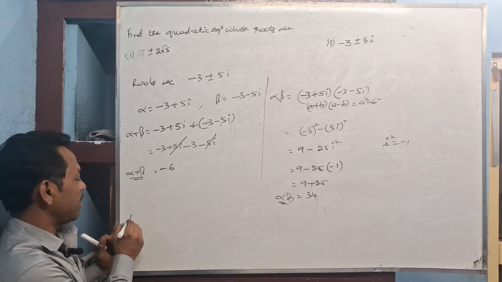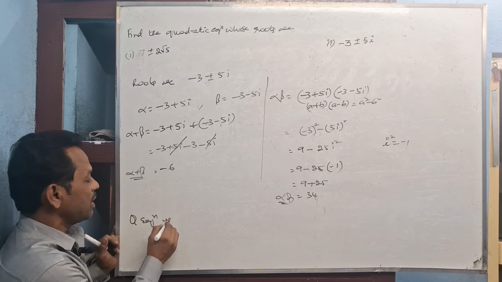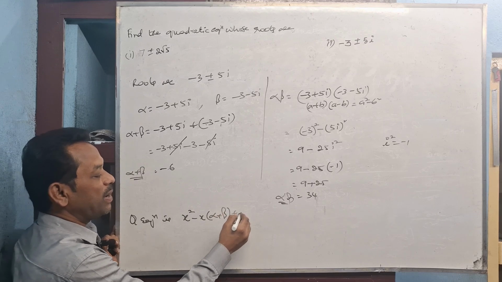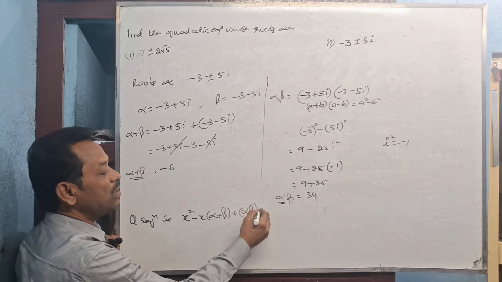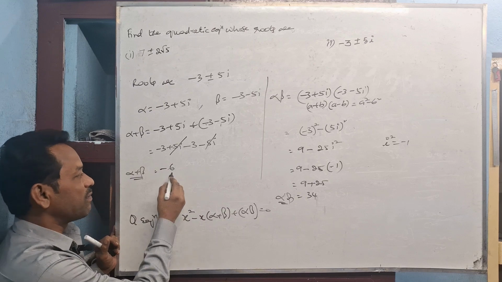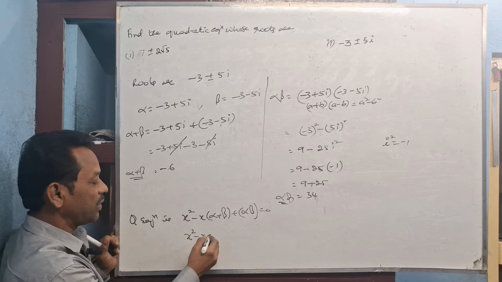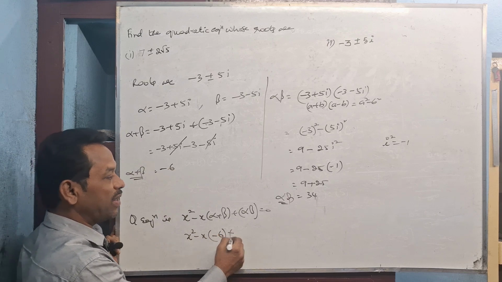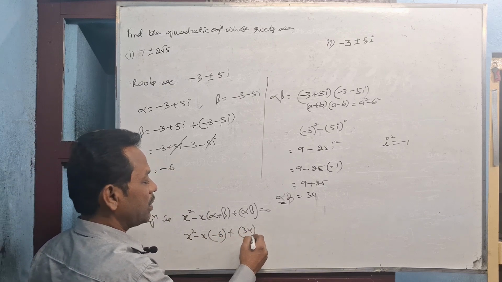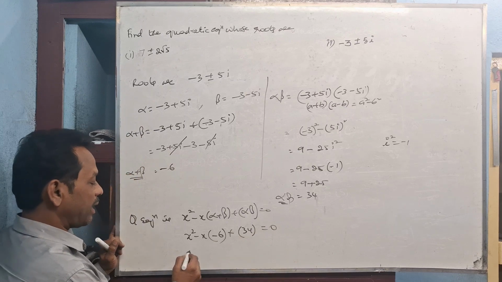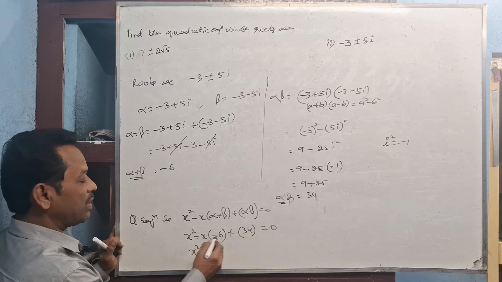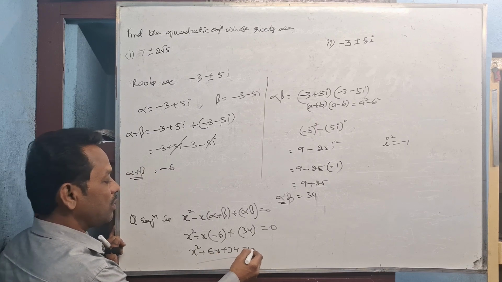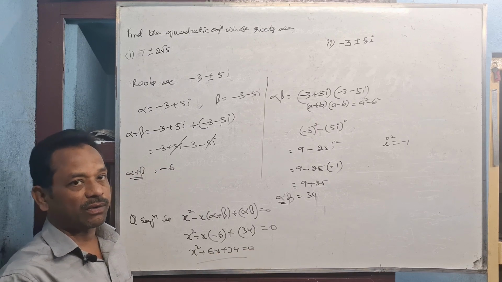Now let's use the formula. The quadratic equation formula is x square minus x into (alpha plus beta) plus alpha beta equal to 0. Now let us put the values: x square minus x into (alpha plus beta), the value is minus 6, plus this value is 34, equal to 0. Open the bracket: x square plus 6x plus 34 equals 0. So this is the required quadratic equation.